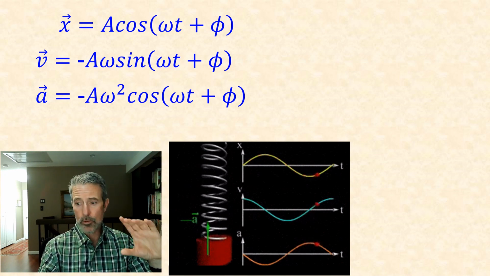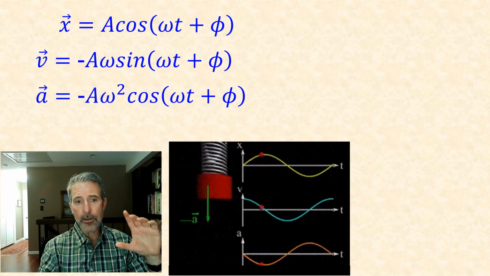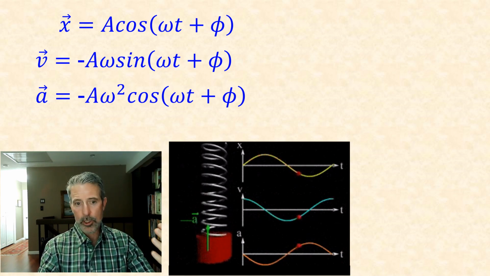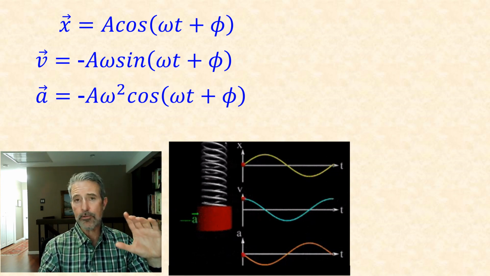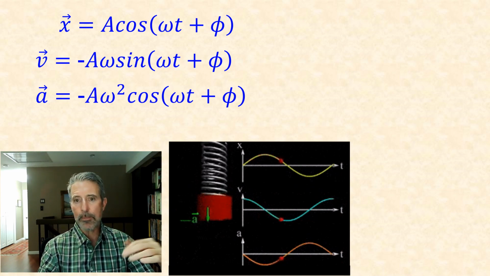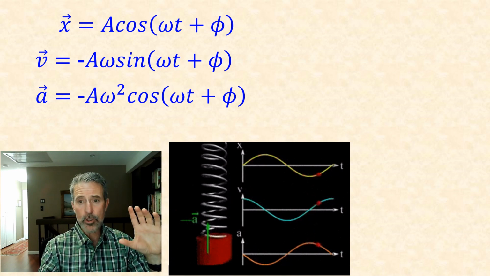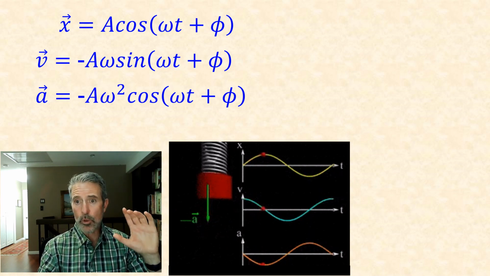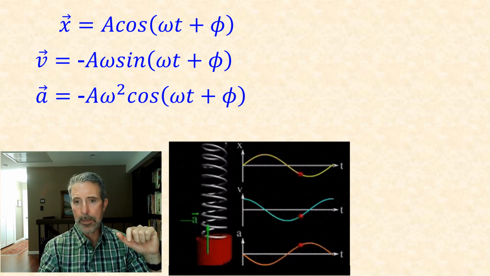Also notice when you look at the functions here that the velocity function is a sine function, where the position and acceleration functions are cosine functions, making the velocity function pi over 2 radians out of phase with the position and acceleration of the oscillator. In other words, the maximum position and acceleration of the oscillator will occur at times when the velocity of the oscillator is at a minimum.